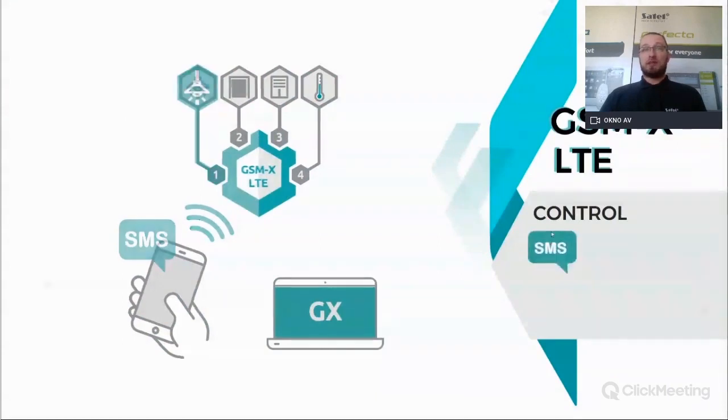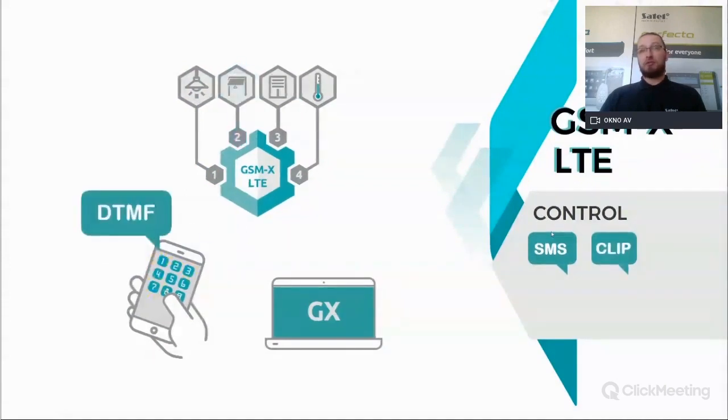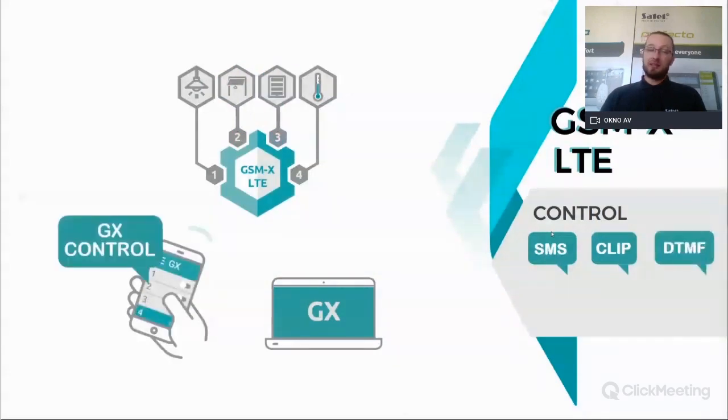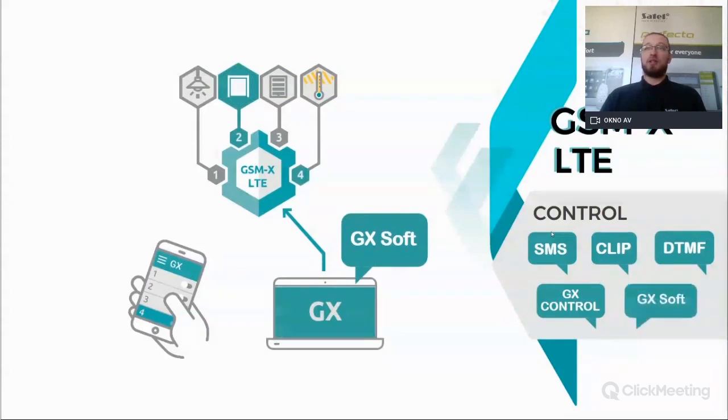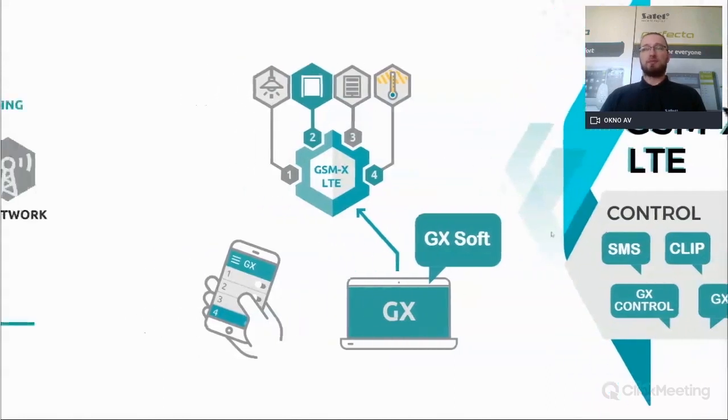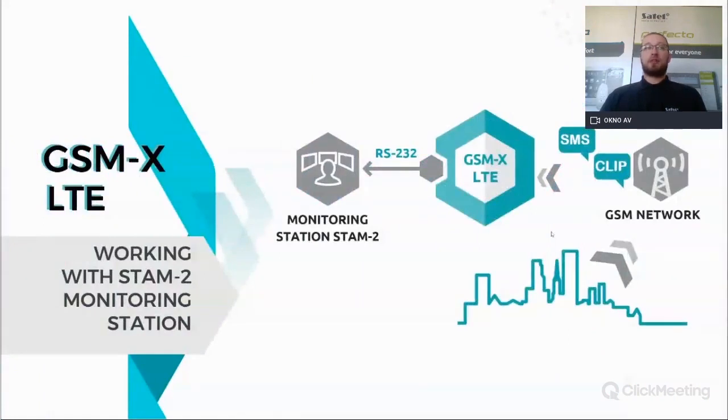Of course, you can control these 4 outputs that GSM-X has by clip, by SMS, by mobile application, so GX Control. You can use DTMF because you can call in to the module and use DTMF sounds to trigger. DTMF is the sound of the button, so you can trigger it. But of course, you can use GXSoft for the control, but of course, it's more like configuration software in general. Of course, GSM-X supports our monitoring station STAM2. So if you want your monitoring station STAM2 to receive SMS or clip from your clients, then you connect GSM-X to STAM2, and you are able to use it as the gateway for any kind of SMS or clip monitoring.